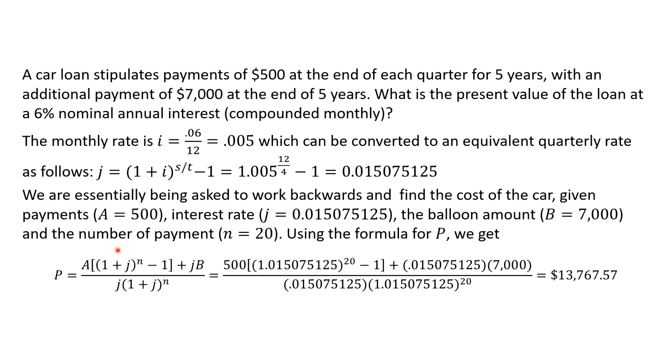This is our formula from the previous slide, except we're using J now because we had to convert the rate. Then we just plug in the numbers and we get 13,767.57. So that would be the amount of the loan. And if you paid $500 a quarter under these rate conditions, that would leave you with $7,000 to pay at the end as the balloon.